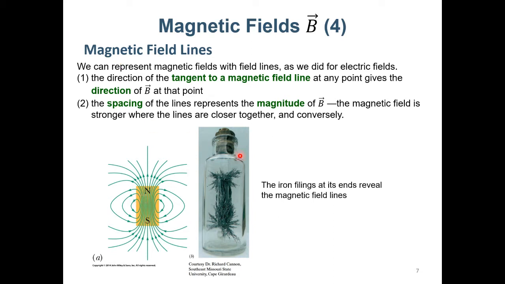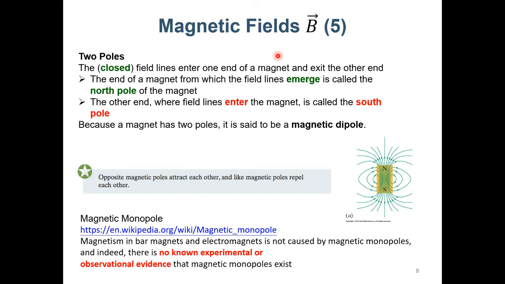So all the interpretation is similar to the electric field line, so we can just skip it. Here it mentions the two poles, the closed field line entering one end. The north pole is just like the positive charge, and the south pole is just like the negative charge.